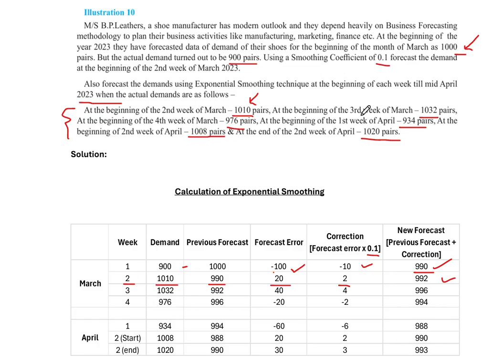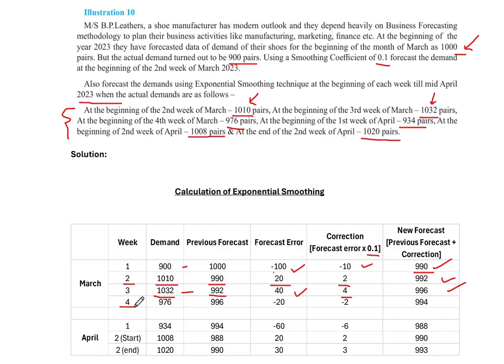At the beginning of the third week, 1032 was the demand. The previous forecast is 992. So forecast error is 1032 minus 992, 40. Now 40 into 0.1, 4 is the correction. So our new forecast for the third week of March is 992 plus 4, 996.